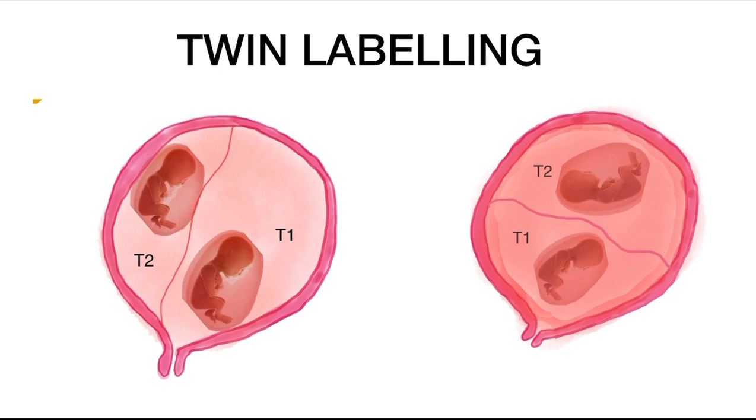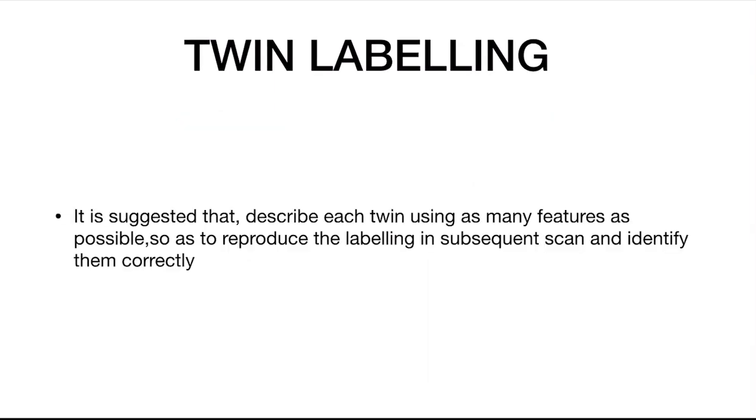The only drawback of this method is you cannot apply it in cases of monochorionic twins, because in those cases there is no intertwin membrane. But I already told you before, if there is a monochorionic twin, use the placental cord insertion method. You can tell fetus A as the fetus which has the cord insertion superiorly, and fetus B as the fetus which has cord insertion inferiorly, likewise.